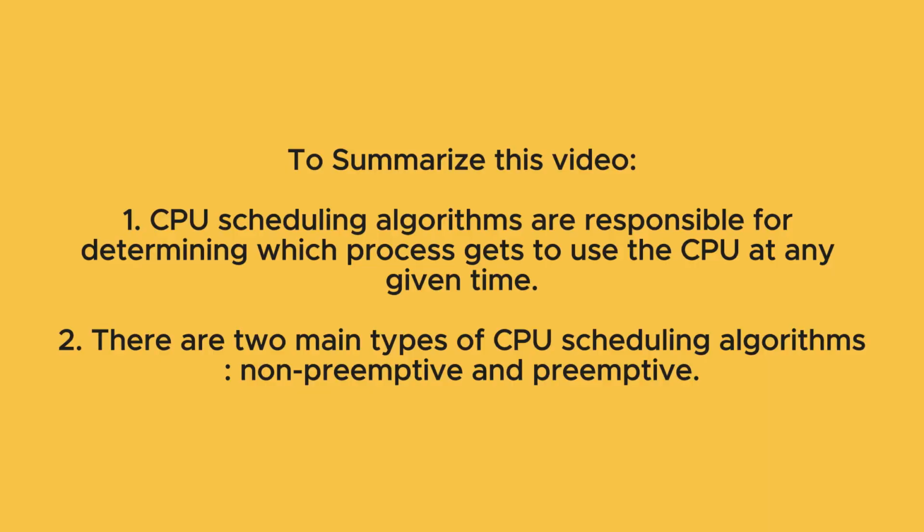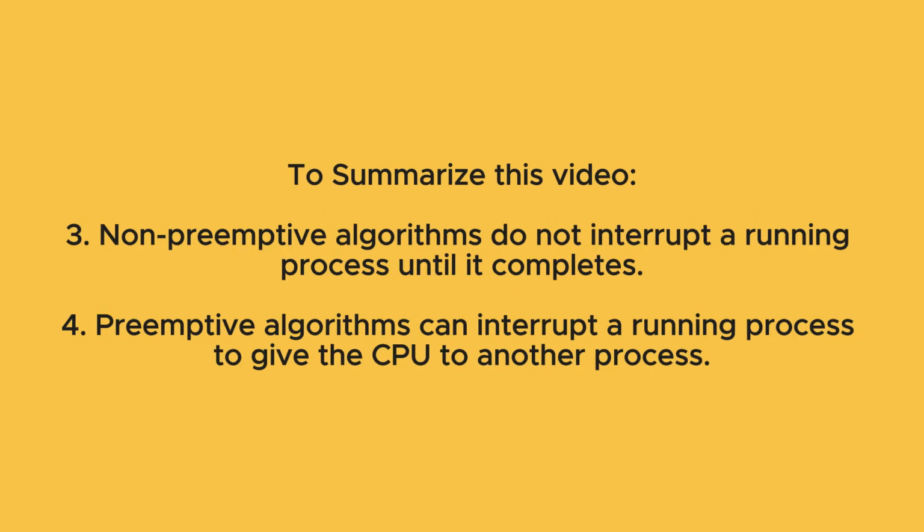So to summarize this video, we talked about CPU scheduling algorithms. CPU scheduling algorithms are responsible for determining which process gets to use the CPU at any given time. We also discussed non-preemptive scheduling, which cannot be interrupted while it is running, and preemptive scheduling, which can be interrupted while it is running. Non-preemptive is not as efficient compared to preemptive scheduling algorithms.